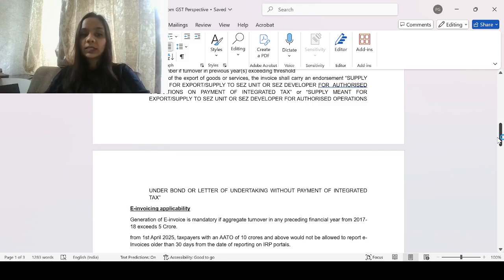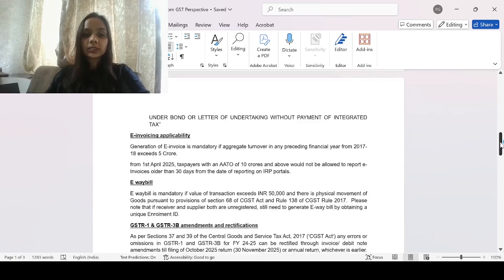Next is e-invoicing applicability. If your turnover has exceeded 5 crore in any financial year from 2017-18 onward, then it is mandatory to generate the e-invoice IRN from the government portal. Hence, we should initiate the e-invoicing registration, and if we want to configure our software, we should initiate that process so that we do not rush from 1st April 2025. We should check whether e-invoicing is applicable to us or not, and analyse this with proper due diligence.